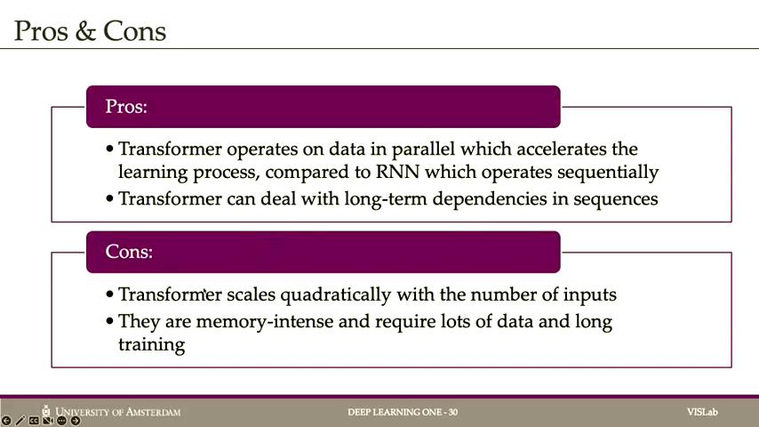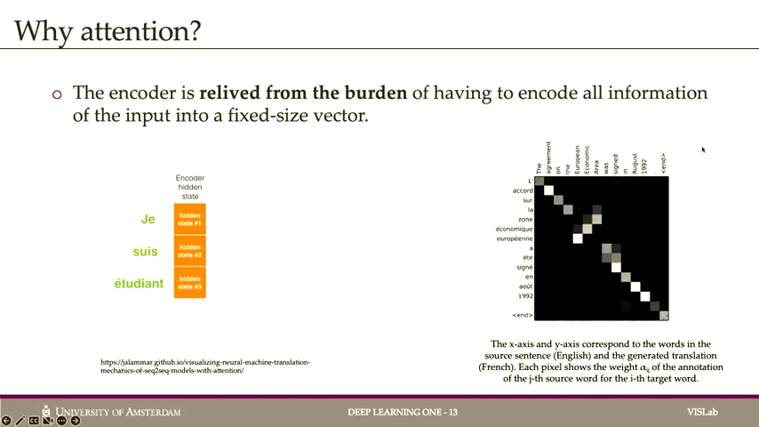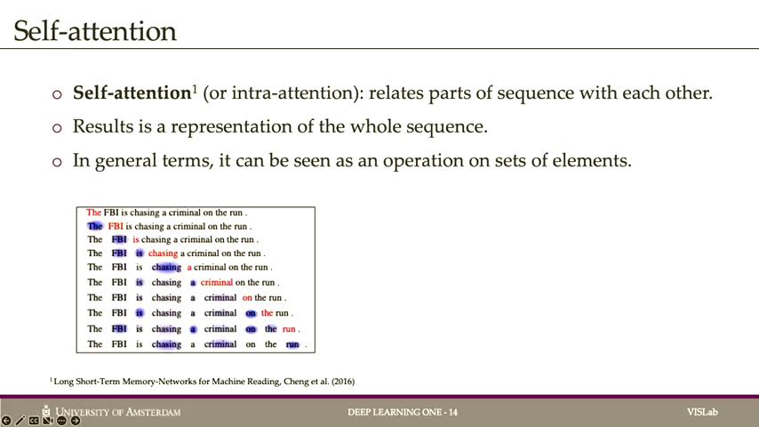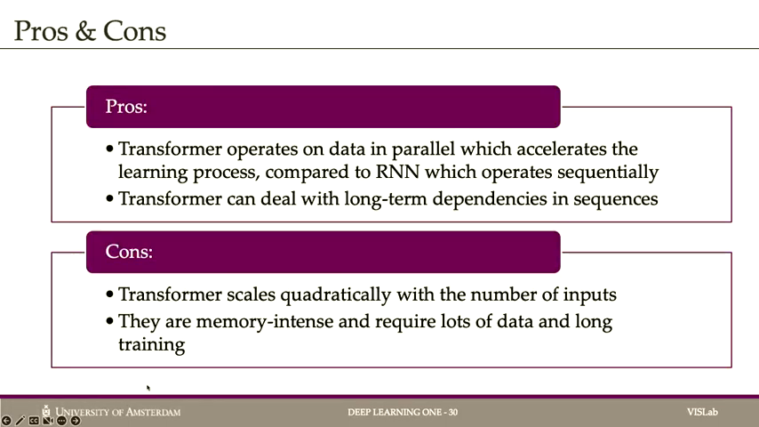But there are also some problems. They are pretty complex, so they scale quadratically with the number of inputs. Maybe I can go back to one figure to show what this means. You can see this matrix here, which is pretty large for just this short sentence. Imagine if you have two sentences or a whole paragraph, then this matrix will be huge. That's a problem, making the model more complex. They're also memory intense and require a lot of data and training.